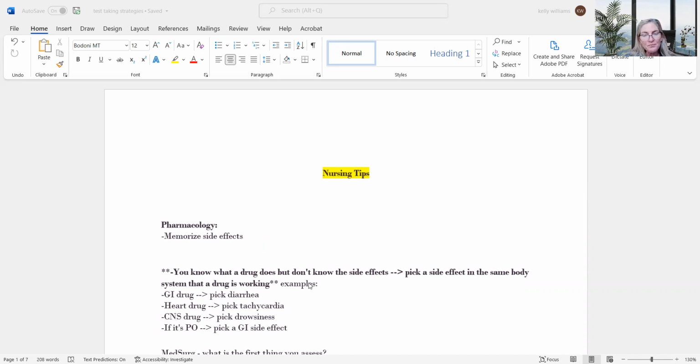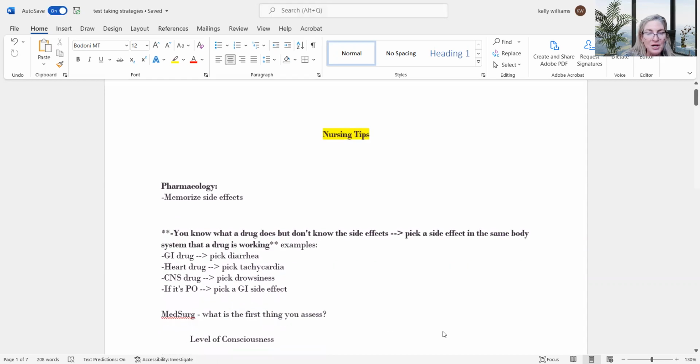Here's a little trick if you don't know a med's side effects on a test. Pick the system where the drug is working. For example, if you know it's a GI drug, pick diarrhea as a side effect. If it's a heart drug, pick tachycardia, where all of a sudden they're going to get an accelerated heart rate. CNS drug, pick drowsy. It's going to overdo its job. And anything that's PO, given by mouth, and you're not sure, pick a GI side effect, because those are the most common side effects. That's what we talked about a couple of weeks ago, whether the medication should be administered on a full stomach or empty stomach.